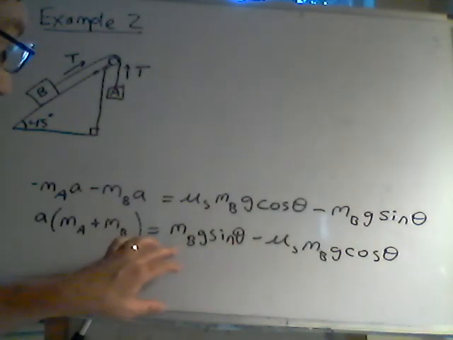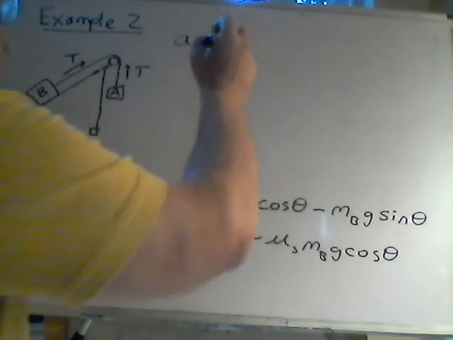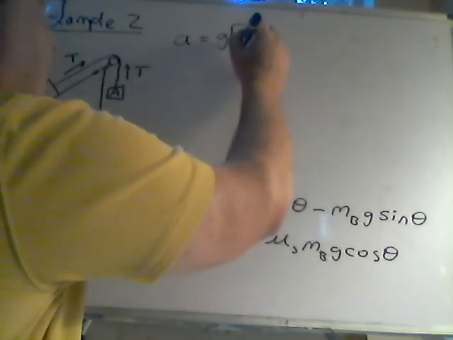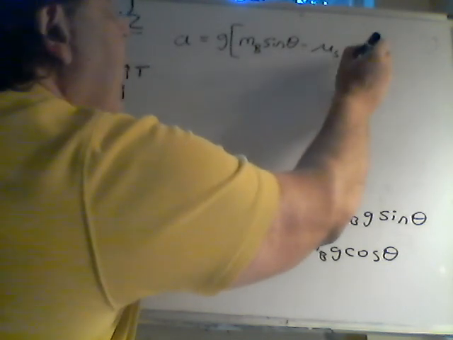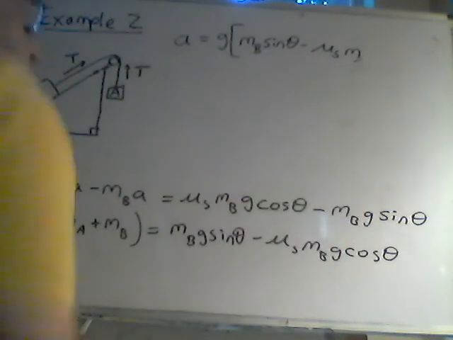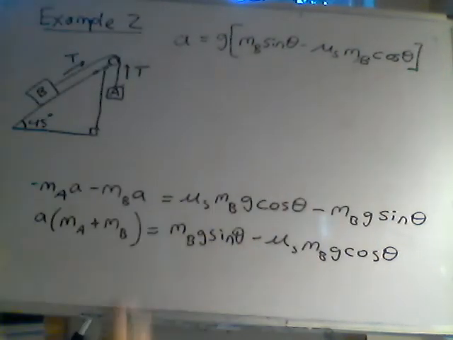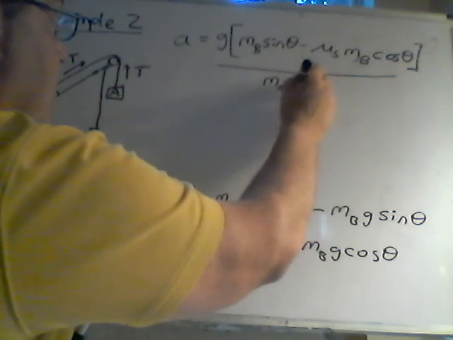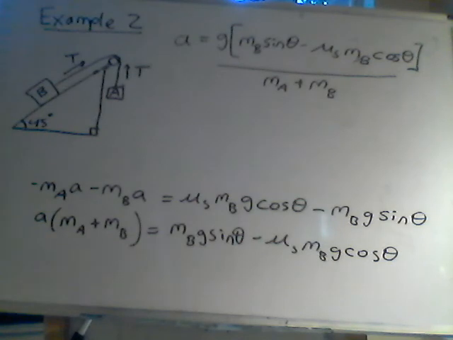Doing a real estate conservation here. So I'm going to basically pull out a G and divide by the sum M sub A plus M sub B. I'm just doing algebra now. A is now going to equal G times, I'll put brackets here. I pull the G out. I have M sub B sine of theta minus mu sub S M sub B cosine of theta, and all divided by the sum M sub A plus M sub B. There you go. And so that's the final equation that you want.